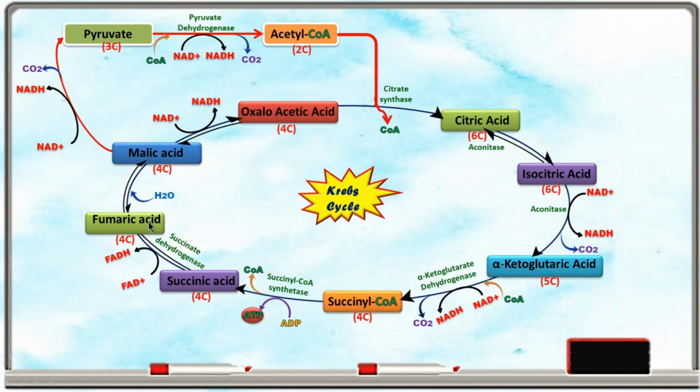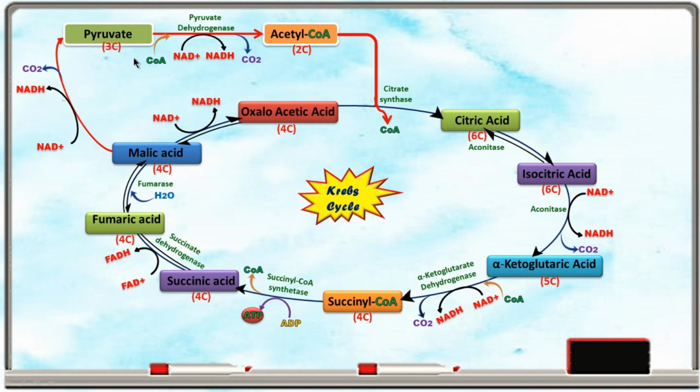Now the fumaric acid is then converted into malic acid, another intermediate of the Krebs cycle, which is also a 4-carbon compound, with the help of an enzyme fumarase. Here a water molecule is utilized for the production of malic acid. Now malic acid can go into two different pathways. At first, malic acid can go on either to form oxaloacetic acid or it can go to form pyruvate again.